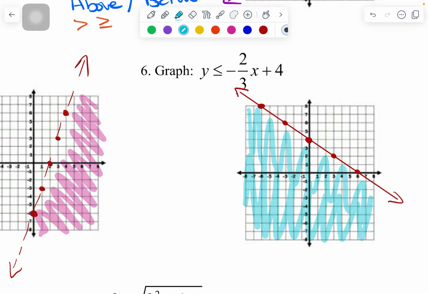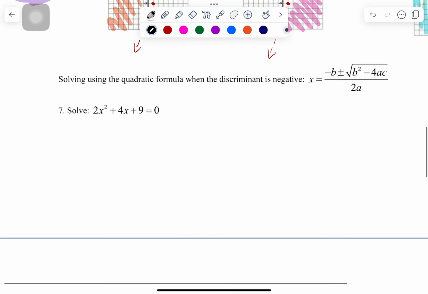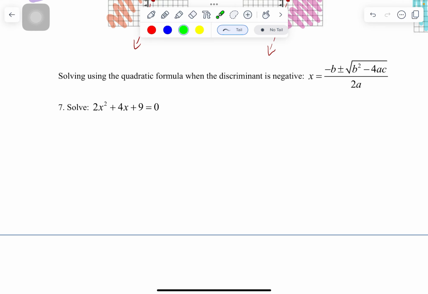So that's the number 6 problem there. We've got everything graphed out. So now we're going to take a little detour into quadratic formula. So the quadratic formula is listed there, and we want to solve this handy-dandy equation.